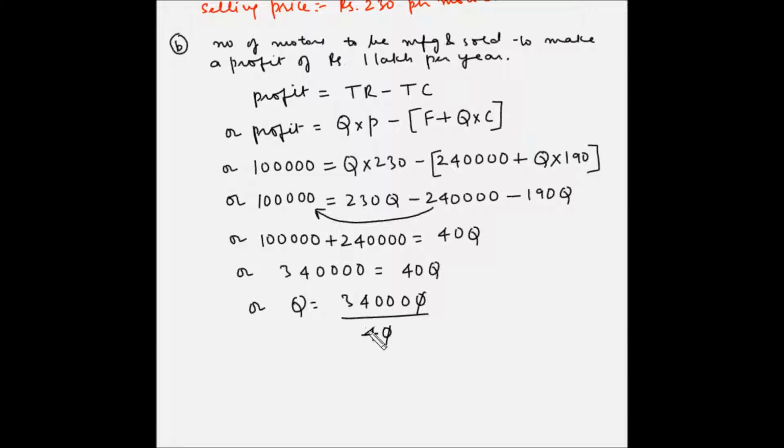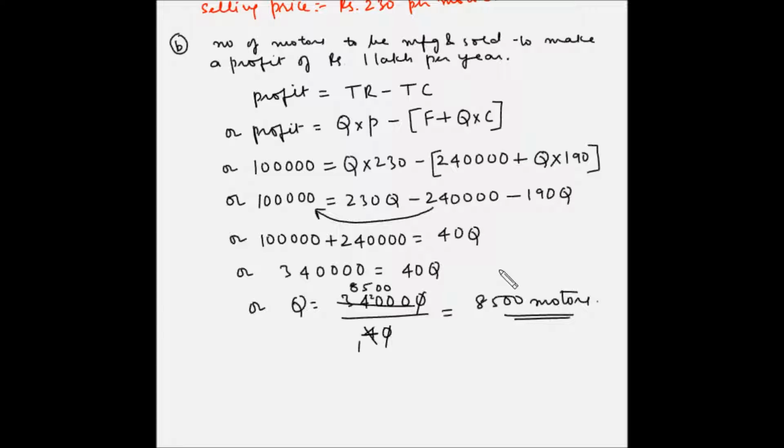So let's divide both numerator and denominator by 4. So 4 ones are 4, 4 8s are 32, 2 carry over, 4 5s are 20, and then 2 zeros. So this is equal to 8,500 motors. So if Maxus Motor Company manufactures 8,500 motors per year, then they'll make a profit of 1 lakh per year.